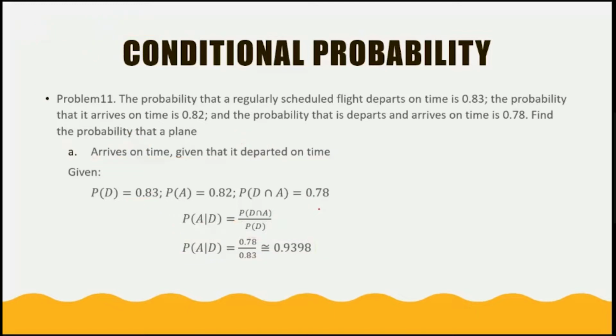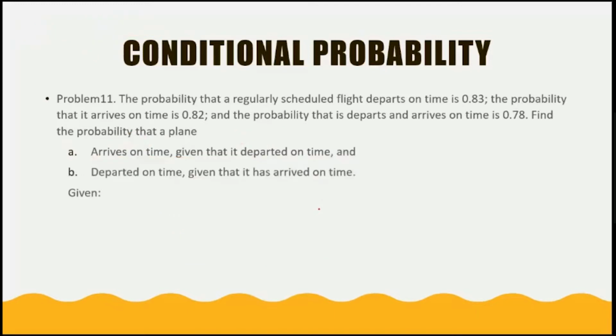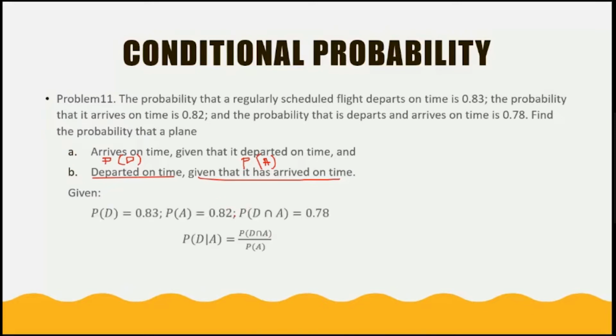Now let's proceed to the second question. It's now a different situation here because our condition is now that it has arrived on time, and we are solving for the probability that it departs on time, based on our given condition. Same given values, and now take note that our denominator has changed because this is now the condition.